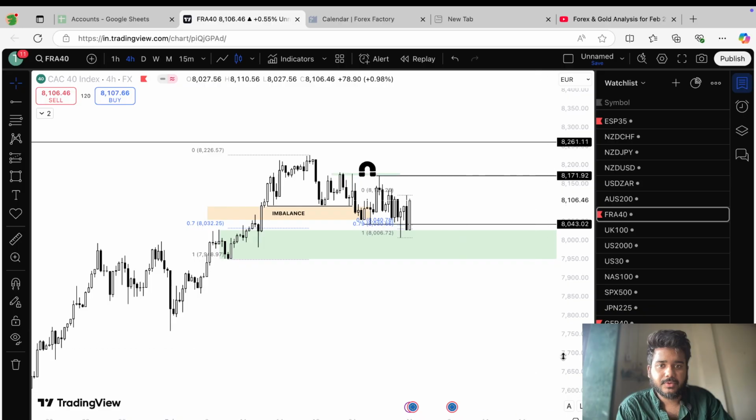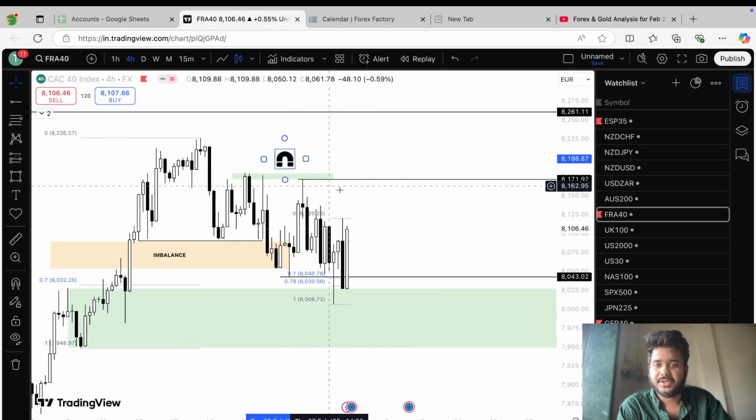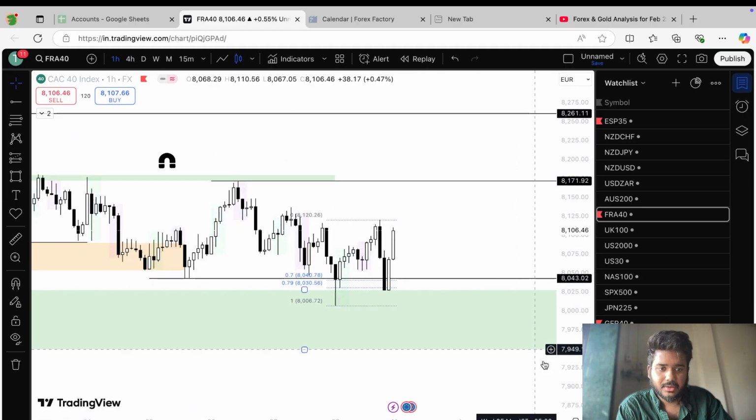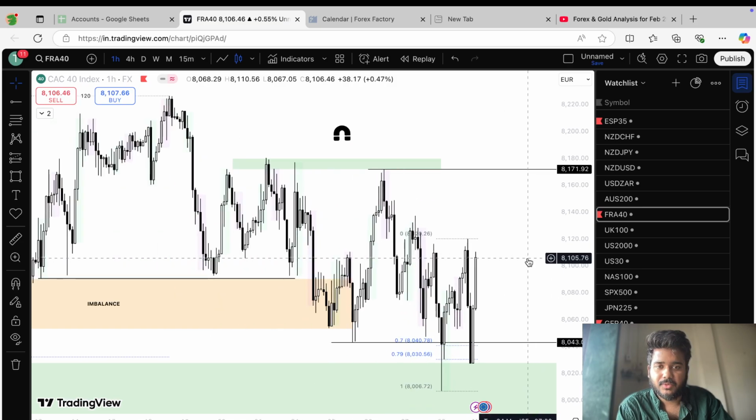Now this one, we want to move higher into this drawn liquidity. It's very obvious. You can have a look at this. This is very obvious for us. It's very easy right now. And I think it's going to work really fine.